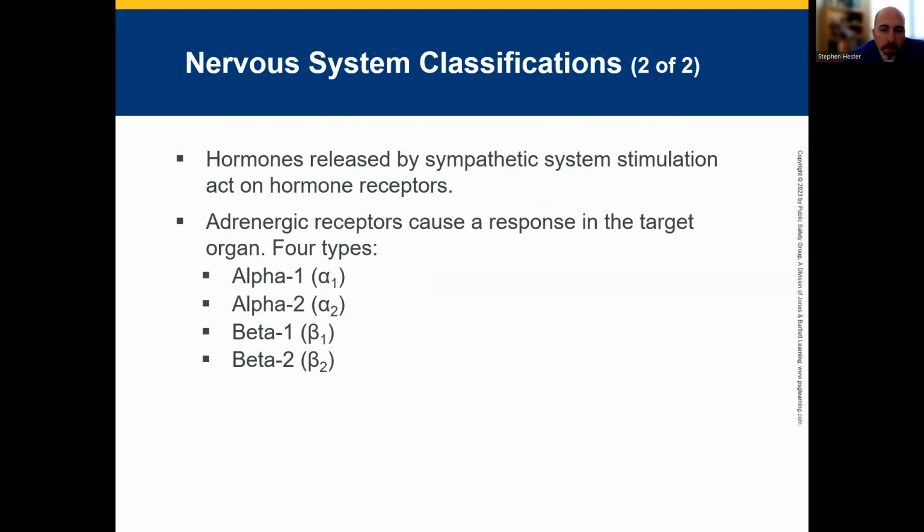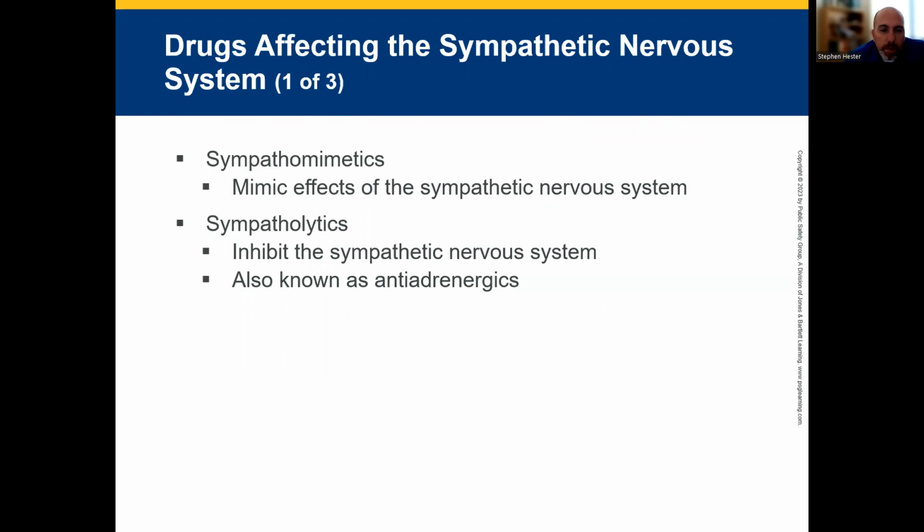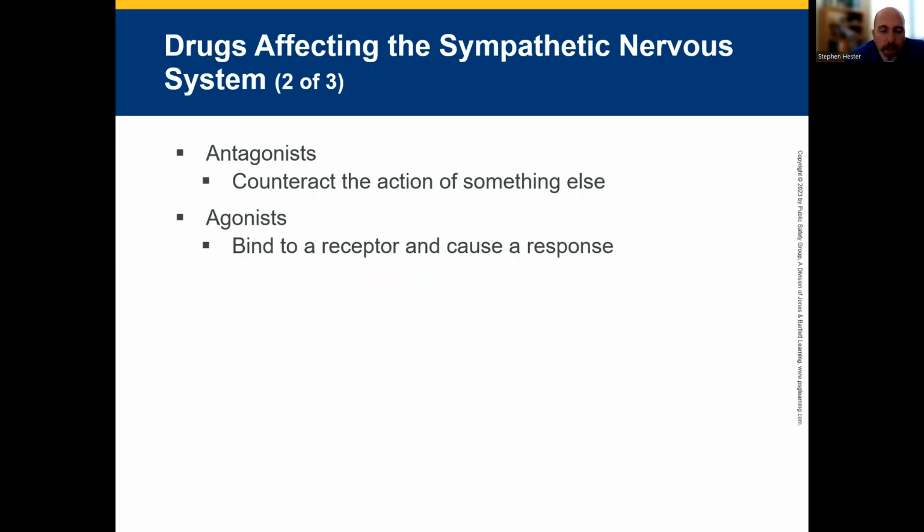Our hormones are released by the sympathetic system stimulation. So you've got your response target organs also, your alpha 1s, your alpha 2s, your beta 1s and beta 2s. So know the sympathomimetics of the sympathetic nervous system. And then it could possibly inhibit the sympathetic nervous system, also known as an anti-adrenergic. Antagonists counteract the action of something else, and agonists bind to the receptor and cause a response.